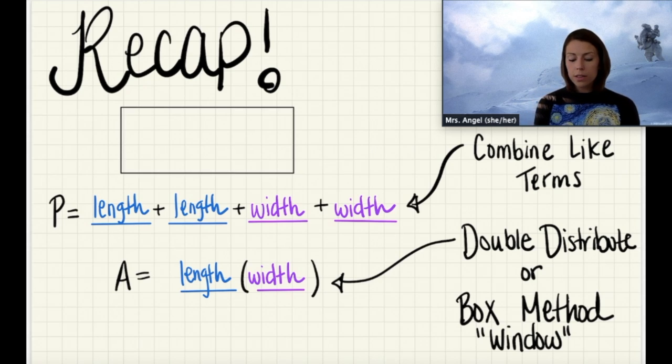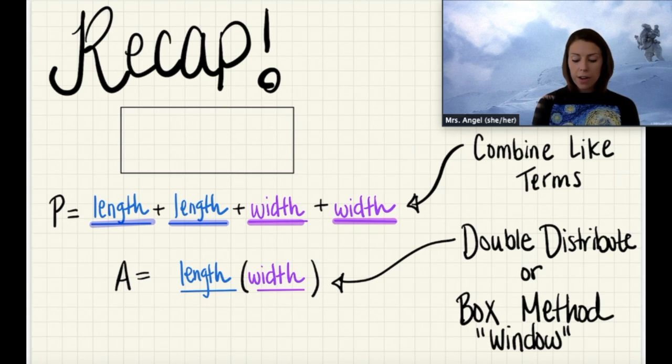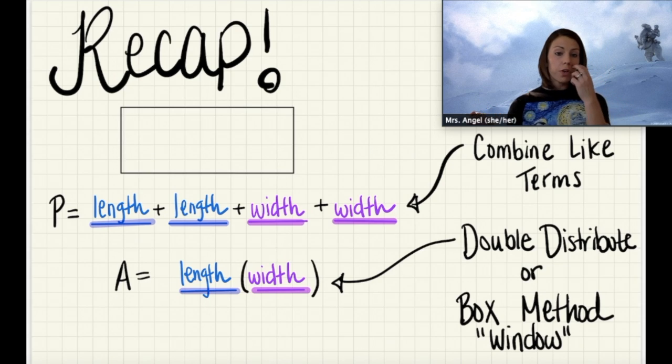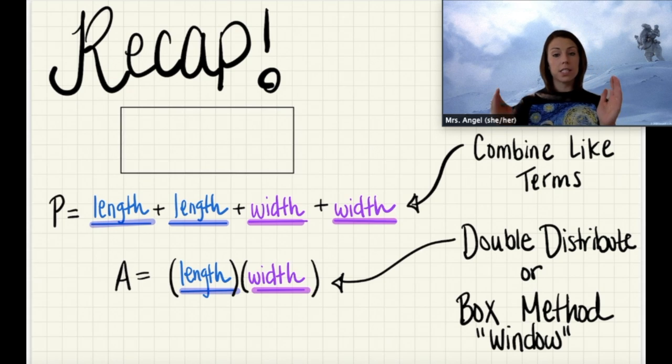As we recall, the perimeter is always the two lengths plus the two widths. And the area is always the length times the width. But you have to be careful. If your length and your width both have two terms, you're going to want to put some extra parentheses around them to make sure that you're actually multiplying.